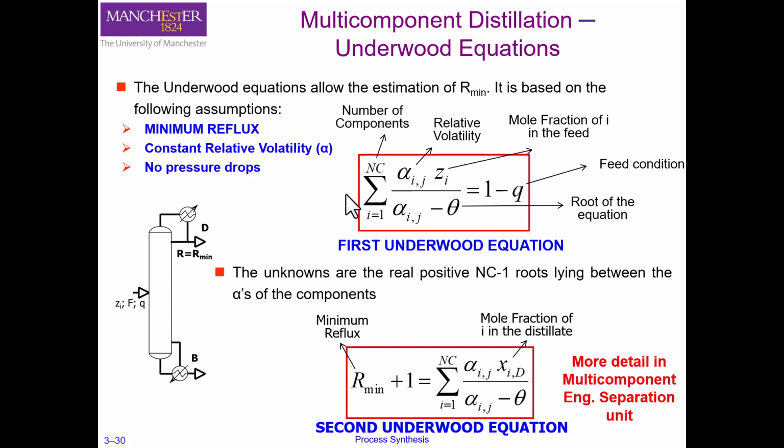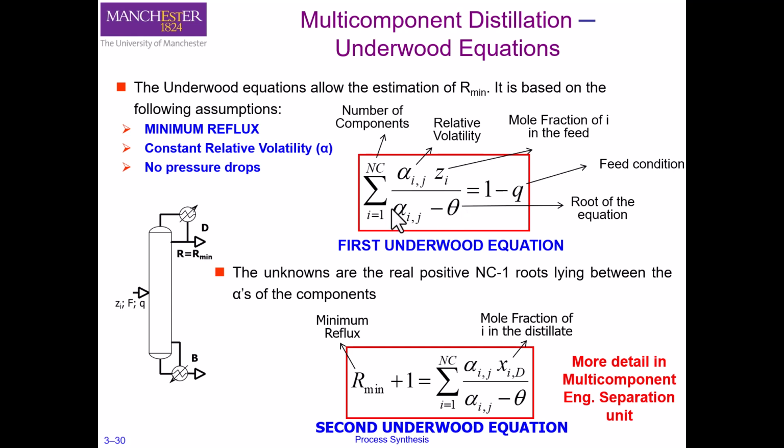So here what you have is the first equation, where you have the sum of this term here, and this term we can write for a component i going from 1 to the number of components in your system. Alpha_ij is the relative volatility of a component. Then you have z, that is the mole fraction of that component in the feed, and then you have 1 minus q, and q is the thermal condition of your feed, as you remember from your binary component distillation. Now this first equation is characterized by this variable here, theta, that is the root of the equation.